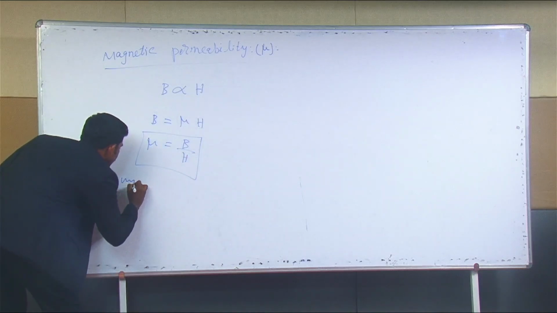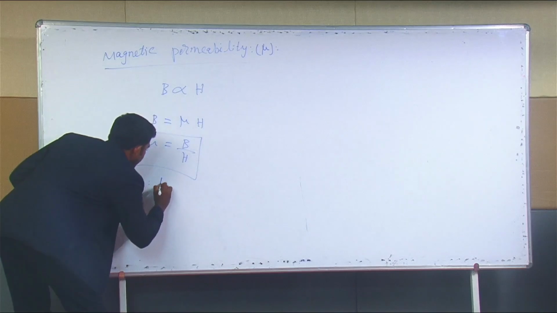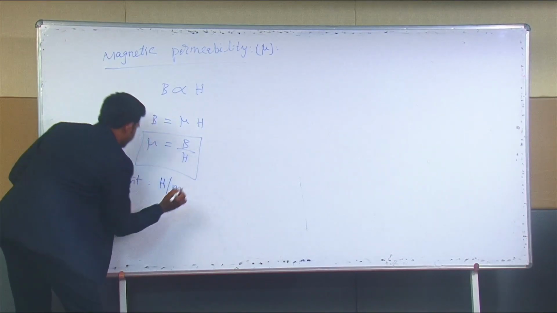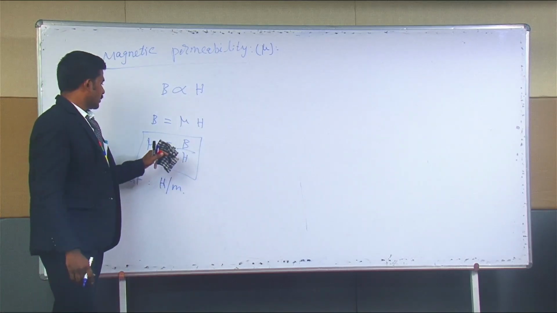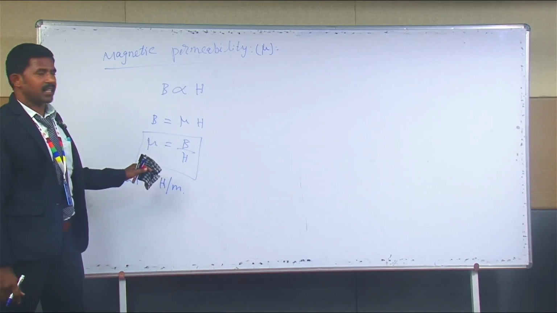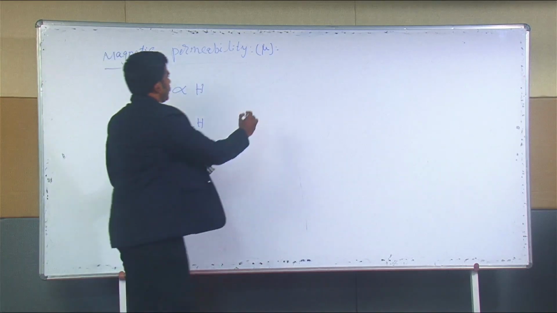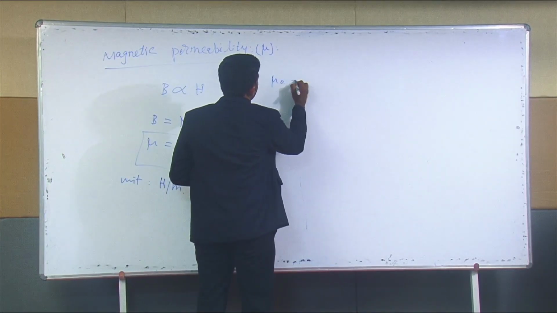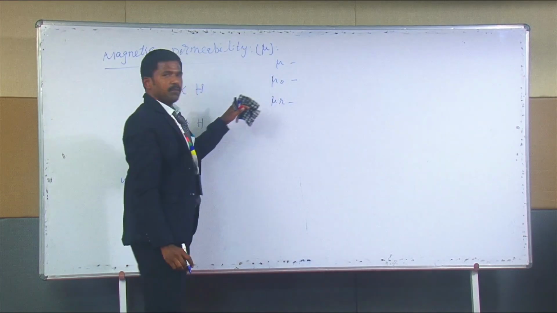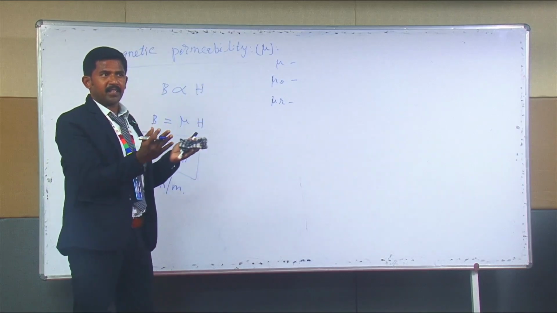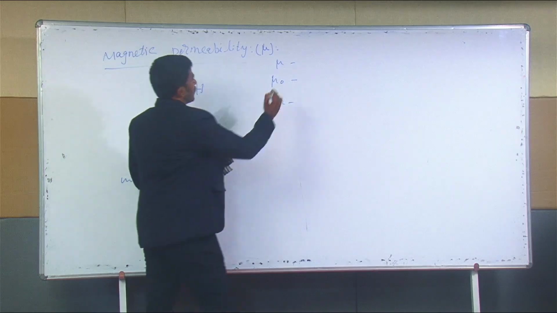The unit is Henry per meter. So this is the magnetic permeability. There are two other permeabilities, namely mu naught and mu r. Mu is the magnetic permeability of any material, medium or material we can say.